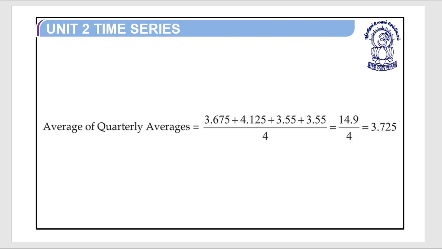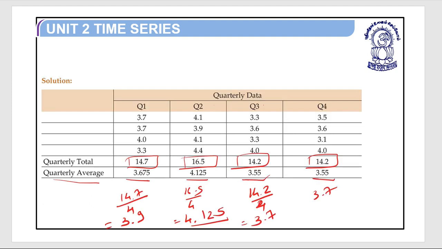So how can we get this? The average of the quarterly averages is equal to the sum of the quarterly averages divided by 4. So you will get the answer. Here I think there is some mistake.